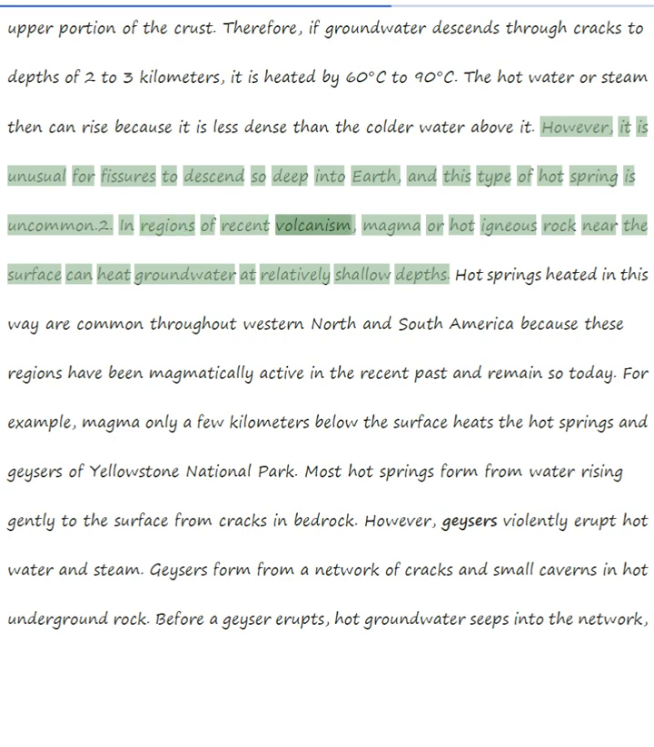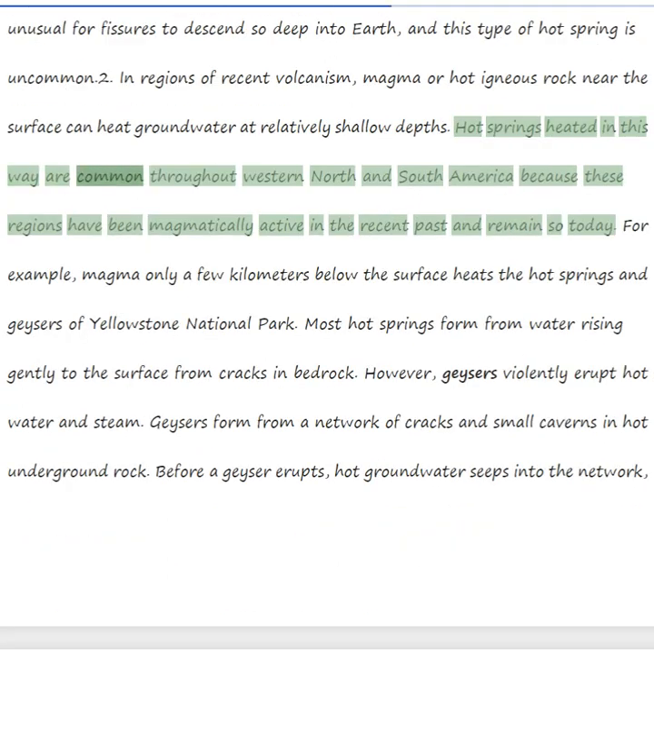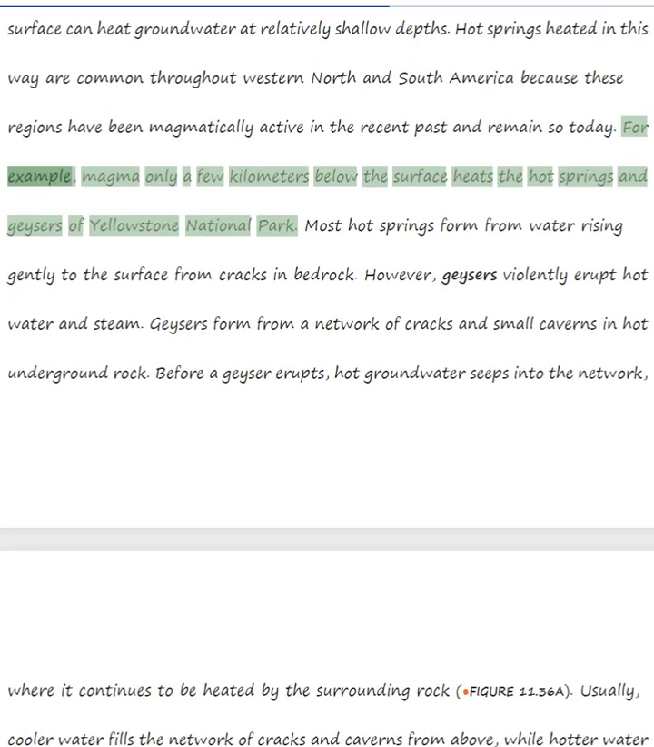2. In regions of recent volcanism, magma or hot igneous rock near the surface can heat groundwater at relatively shallow depths. Hot springs heated in this way are common throughout western North and South America because these regions have been magmatically active in the recent past and remain so today. For example, magma only a few kilometers below the surface heats the hot springs and geysers of Yellowstone National Park.